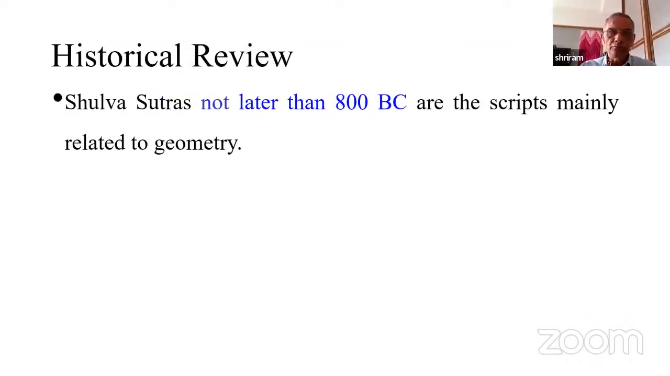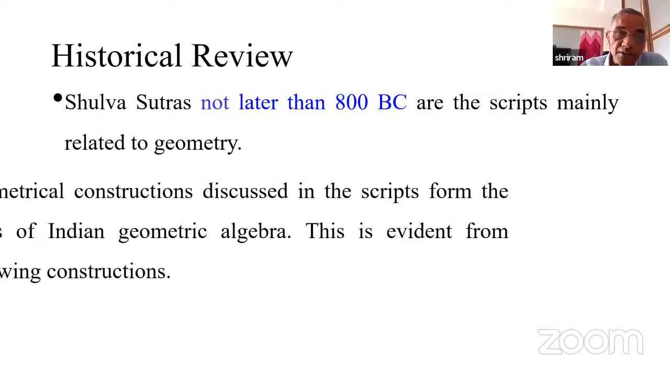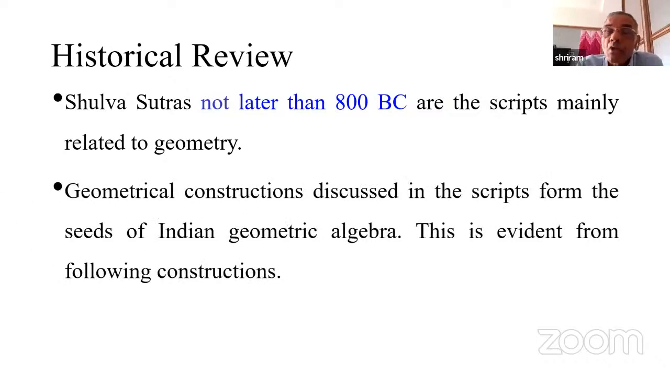So Shulva Sutra are the scripts on geometry. The time period not later than 800 BC, meaning nearly 3000 years back. These are the scripts related to geometry, no doubt. But while discussing the geometrical constructions, they discuss topics from algebra also, because while constructing some peculiar type of Vedis and Chitis, they need quadratic equations.